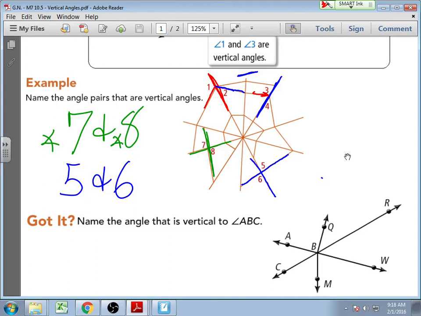Oriana? I have another one. I don't think anyone's seen 4 and 8. They'd have to share the same vertex, so right away they can't be. Why? So 4's vertex is right here. 8's vertex is right here. So that rules it out almost immediately. Well, I thought it was in the center. All right.